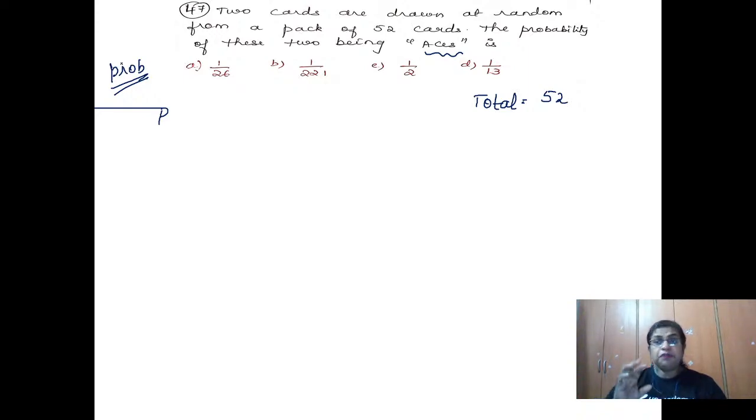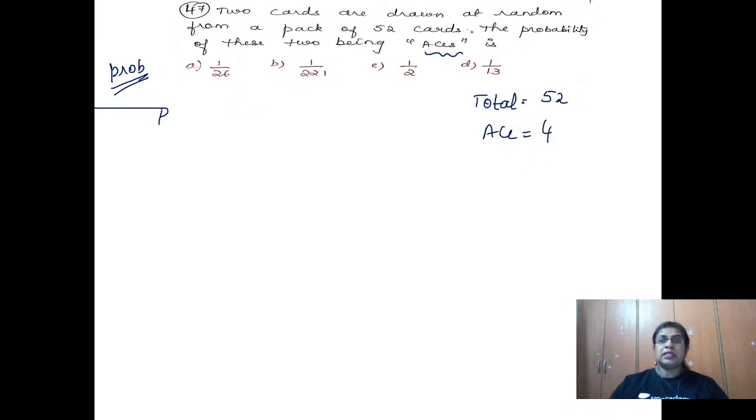Now in a pack of 52 cards, I know that there are four different suits. I have diamond, spade, club, and heart. Each one is 13 each. Among that 13, one is an ace card. So together, how many ace cards? 4 ace cards. So ace cards total in that 52 is 4.